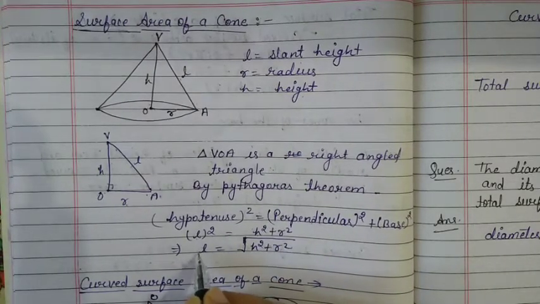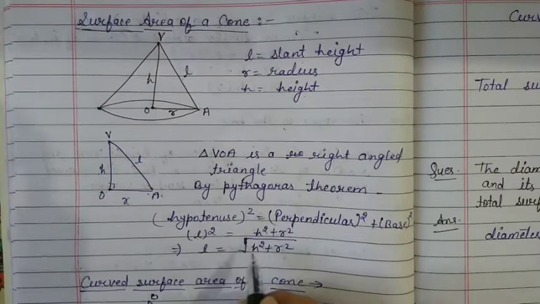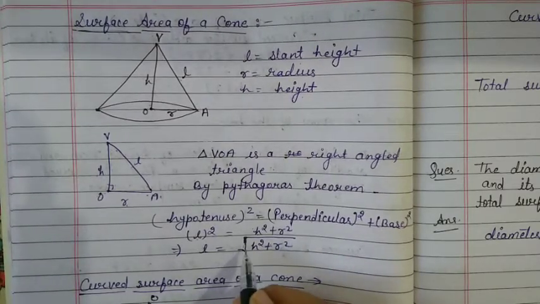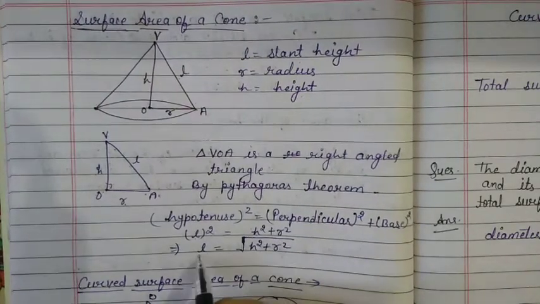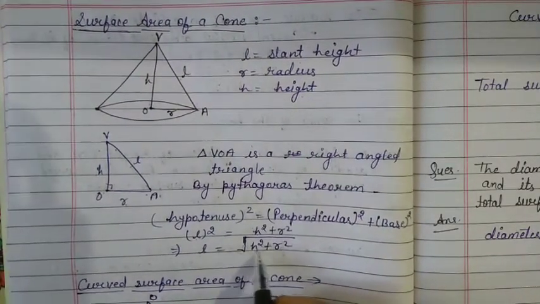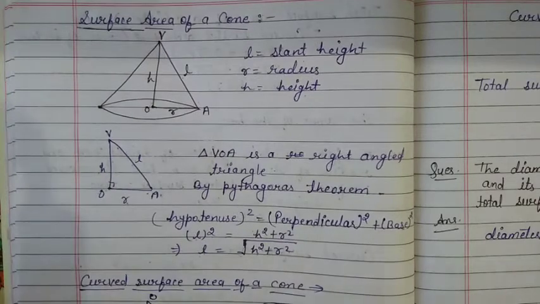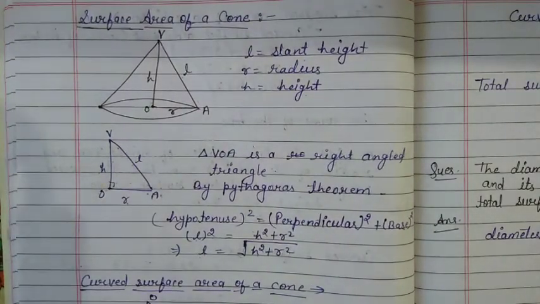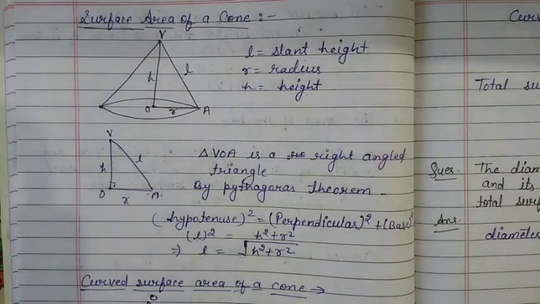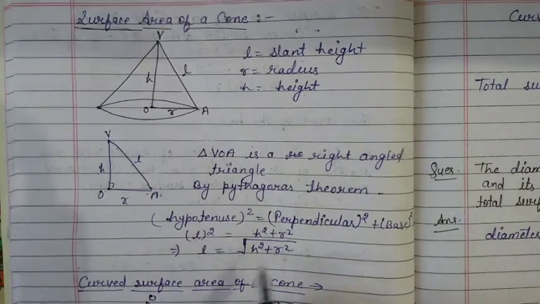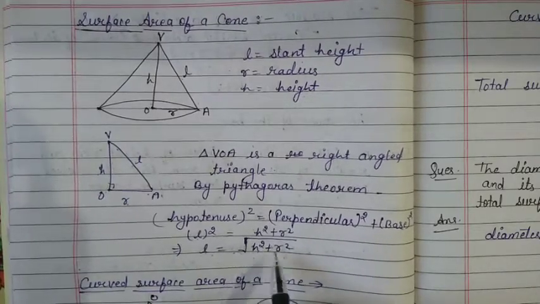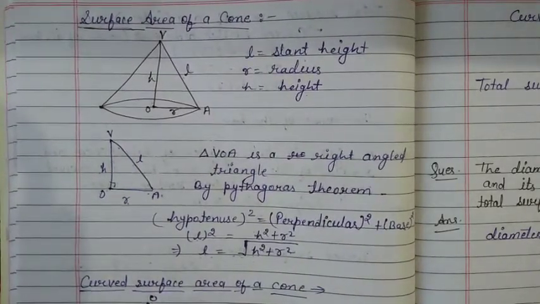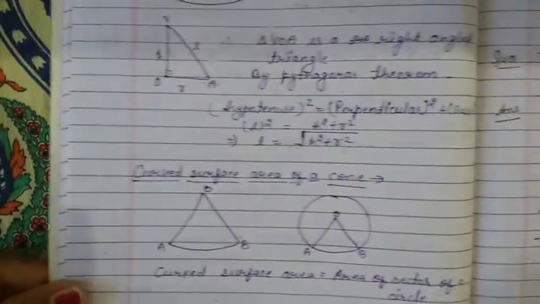When we find the value of L, we will take its square root. So L equals the square root of H square plus R square. So if the question gives the height and radius, we will first find the slant height by this formula: slant height equals the square root of height square plus radius square. Okay, now the curved surface area of a cone.